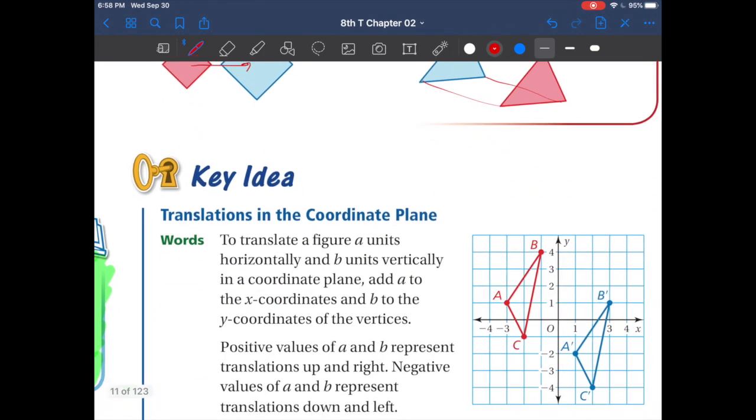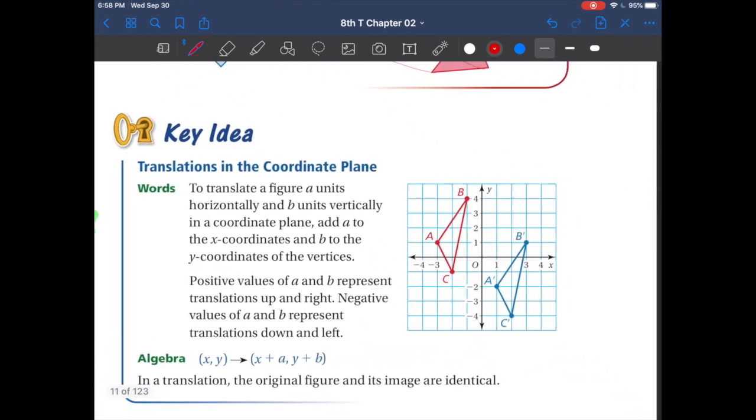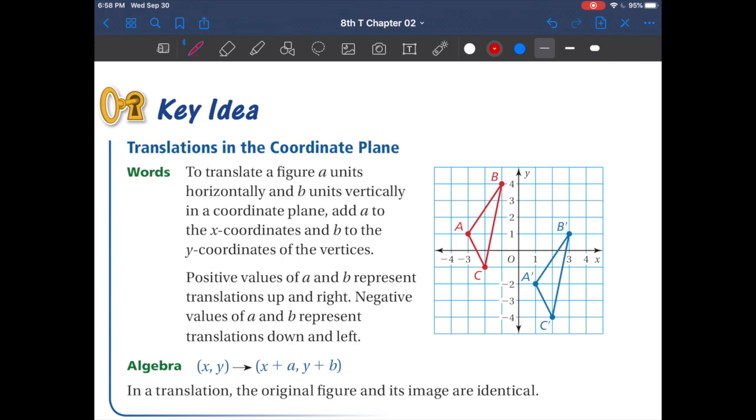Let's get on to the next idea. And this is the most important part. That first part should be super easy. This is the part that is going to be a little bit more difficult for us. Now, translations on a coordinate plane.